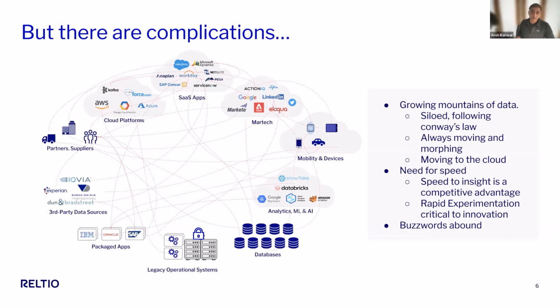Data is growing, right? Mountains and mountains of data everywhere, siloed, right? It follows Conway's law, right? Your data is siloed according to your organizational structure. More and more, we recognize that this data is always moving. It's always morphing. We're transforming it. Systems are transforming it. And invariably, a lot of it is moving to the cloud, right? Whether that's cloud data warehouses, cloud data lakes, SaaS solutions or platform solutions or solutions like Reltio. There is a secular and massive movement to the cloud.